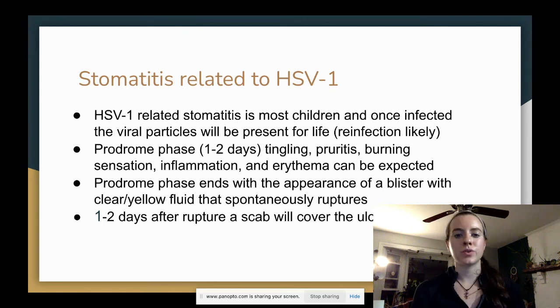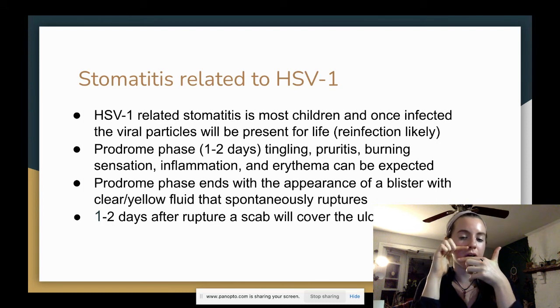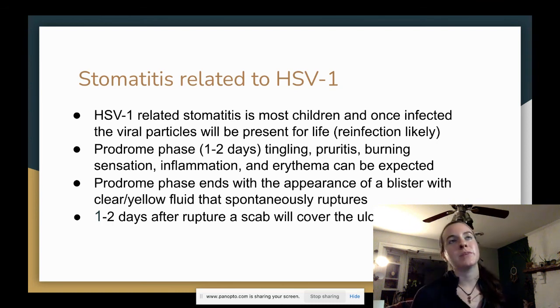The ulcer, or this cold sore, will start out with an abnormal sensation along the lining of your lip, where the skin of your lip and your face meet. It's called your vermilion border. And what happens is there'll be some burning, a tingling sensation, some redness, some inflammation, and then you'll see the appearance of a blister with clear or yellow fluid inside.